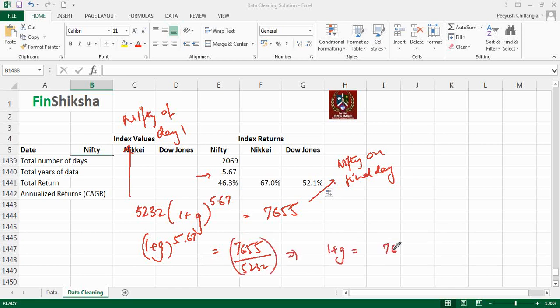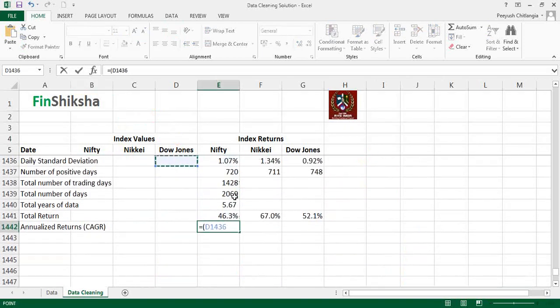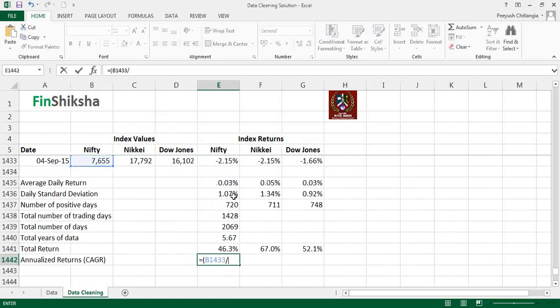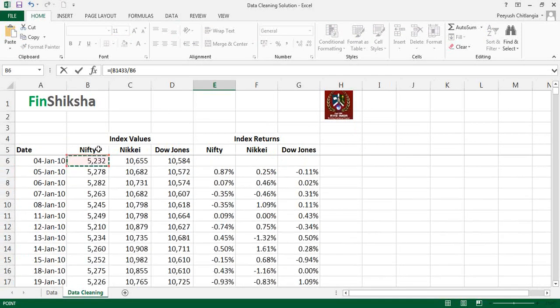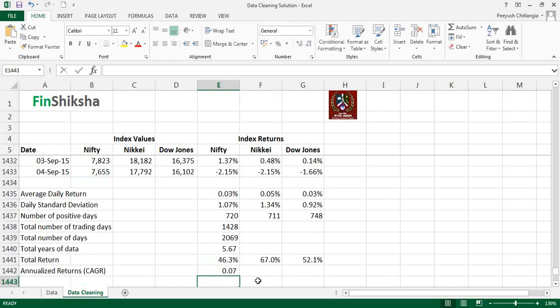and that implies that 1 plus G is equal to 7655 by 5232 raised to the power 1 by 5.67, and then this 1 goes on the other side and this becomes minus 1, and we should get our answer. Correct? So let's try and solve this and get our answer. So I'll put a bracket and put the final value divided by the first value raised to the power 1 by, where is our number, 5.67 years, and I will freeze this because we'll drag this on the right hand side, and then we don't want this to change.